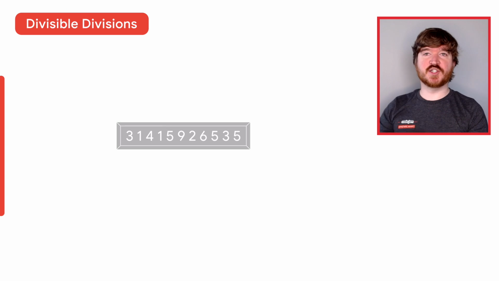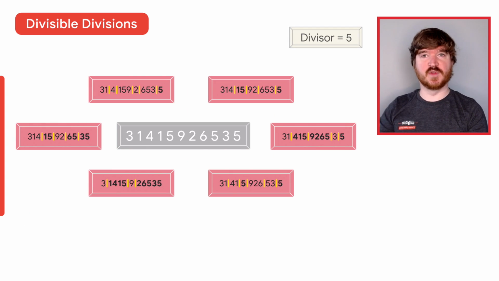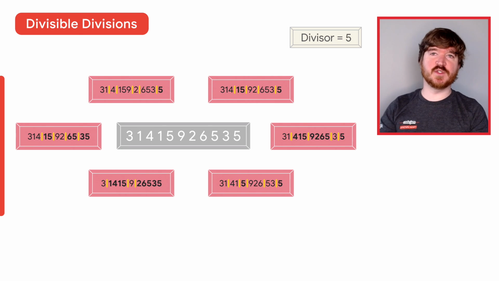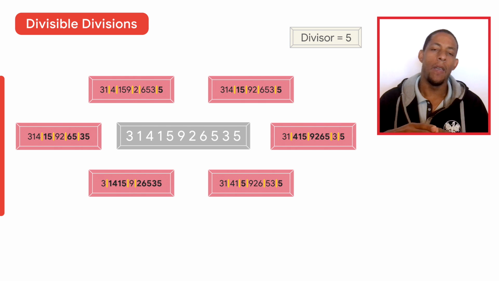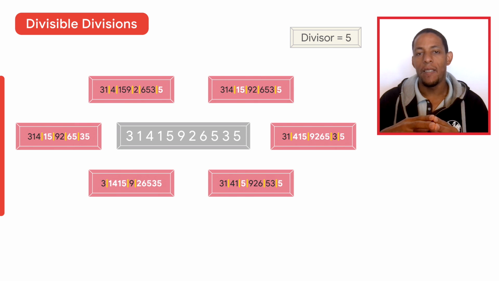We are given an initial sequence of digits and a second integer, which we'll call the divisor. Our goal is to count how many ways we can split up our sequence of digits so that a lot of those chunks are divisible by our divisor. In particular, for every pair of back-to-back chunks, we need at least one of them to be divisible by our divisor.